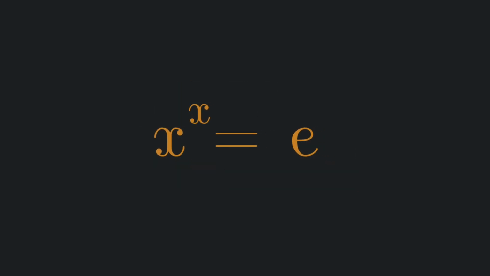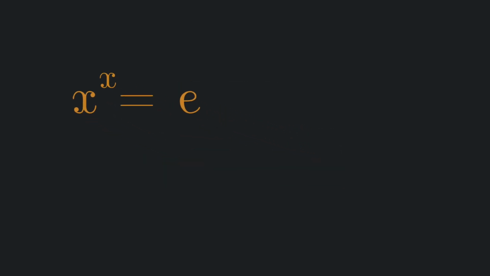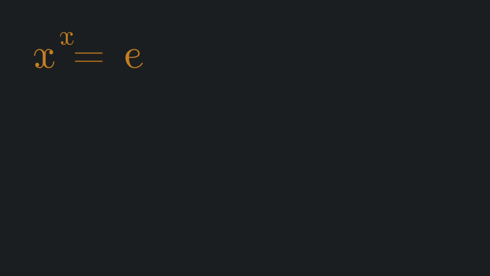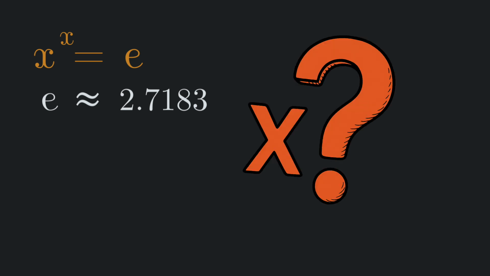This kind of equation can look pretty strange the first time you see it. X raised to the power of x equals e. But don't worry, it's actually much easier to solve than it looks. As you can see, on the right side of the equation, we have the constant e, which is approximately 2.7183. Now, what value of x makes this equation true?